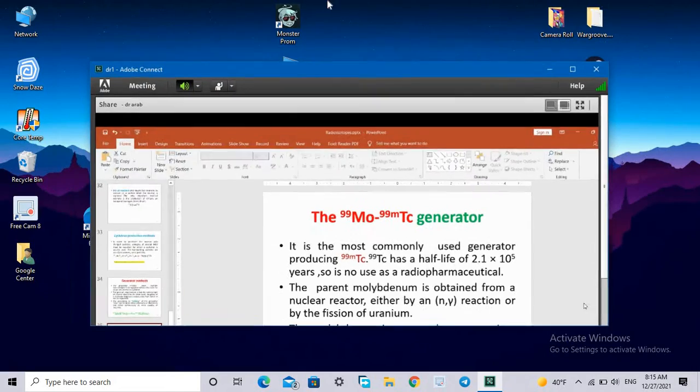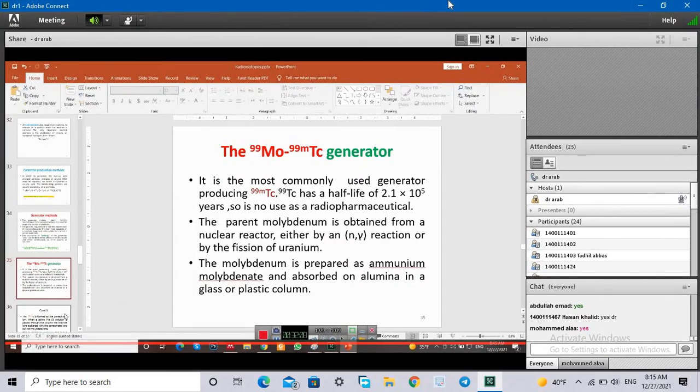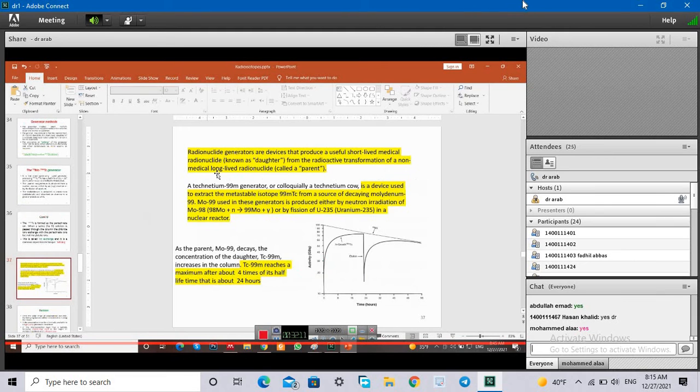And the main point about this radionuclide or about this method is related to the concept that I wrote in this slide. As you can see, radionuclide generators are devices that produce a useful short-life medical radionuclide. Perhaps I ask you in which method we can produce a very short-life medical radionuclide. We should say in the generator.